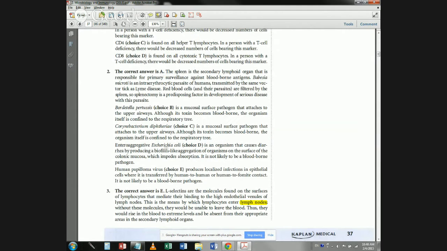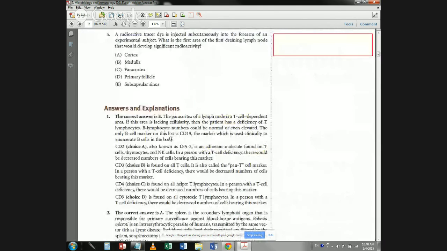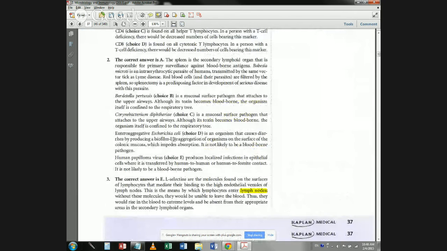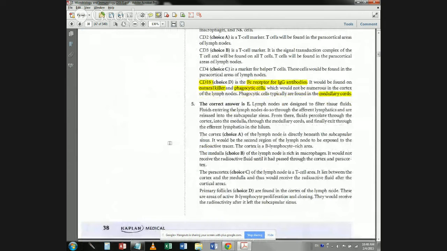Okay, 5. Oh my gosh, I was right the first time. Subcapsular sinus. I overthought it, but I want to know why. So let's see, where did I go wrong? Correct answer is E. Lymph nodes are designed to filter tissue fluids. Fluids entering the lymph node do so through afferent lymphatics and are released into the subcapsular sinus. Agreed. From there, fluids percolate through the cortex into the medulla through medullary cords, and finally exit through the efferent lymphatics in the hilum.